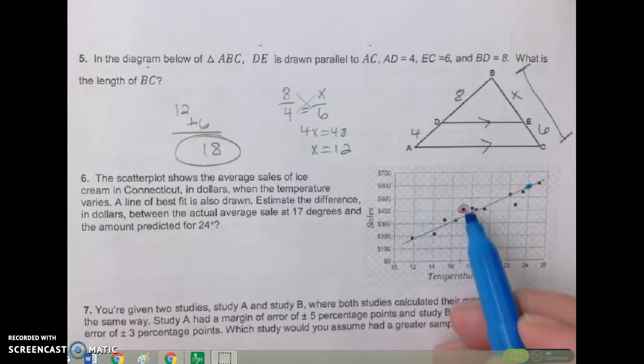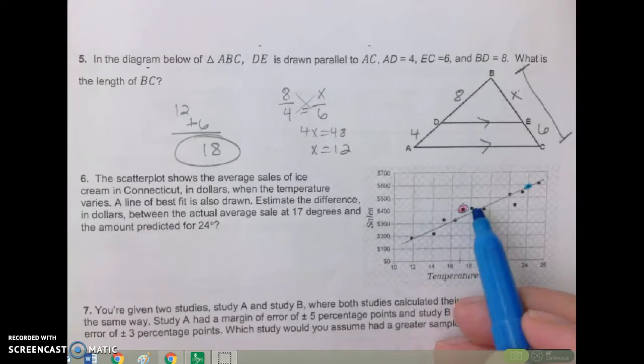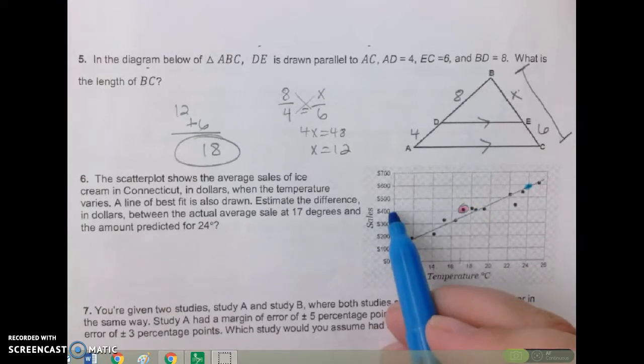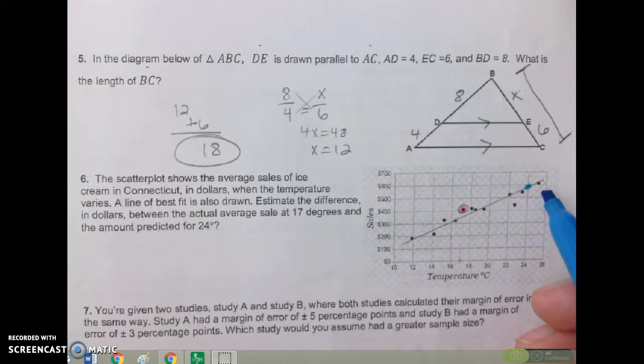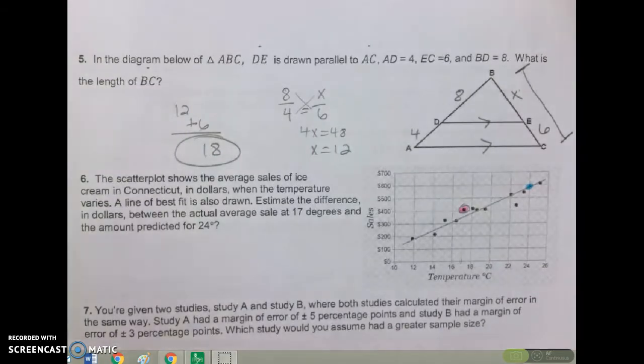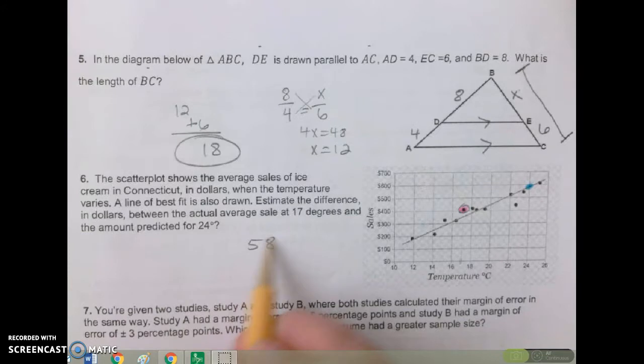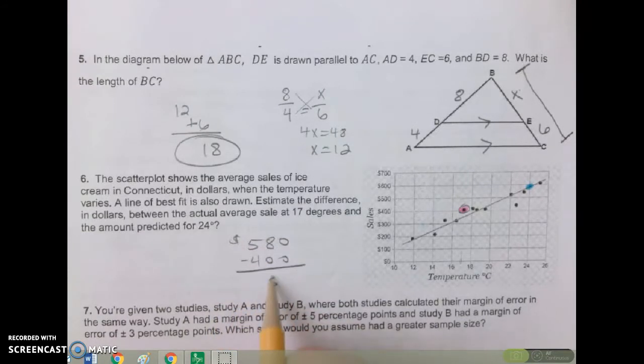I see the actual sales at 17 looks like it's about $400. And the predicted at 24 looks like it might be about $580. If I'm reading that right, I would take 580 minus 400, and I get the difference would be about $180.